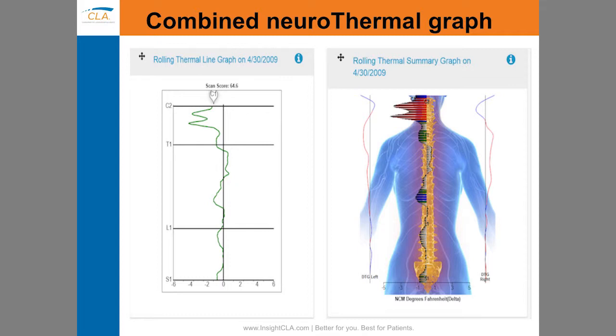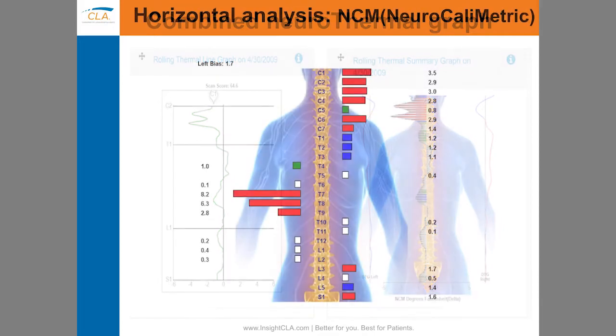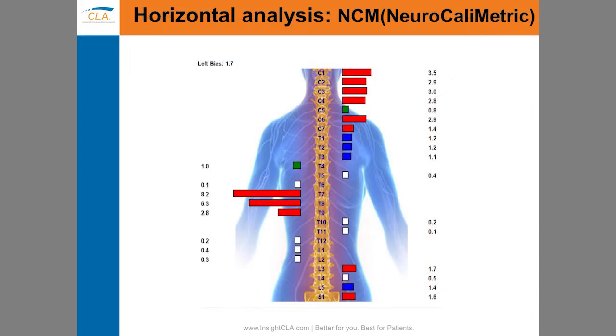And so you have the ability to look at the amplitudes, as you see here, in a bar graph fashion, or the line graph that still colorizes it as we go forward. So this is what I want to discuss: NCM, or neurocalorimetric. This is the classic standard ability for us to look at a thermal scan. Most of you use this, what we call the bar graph, or the NCM.